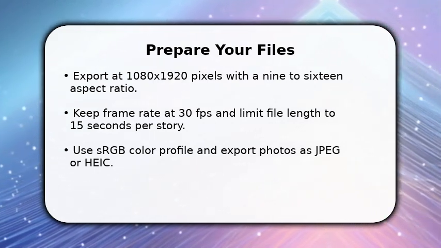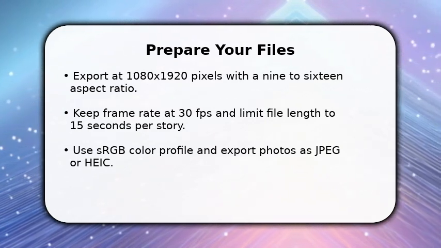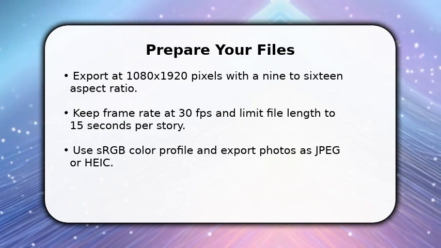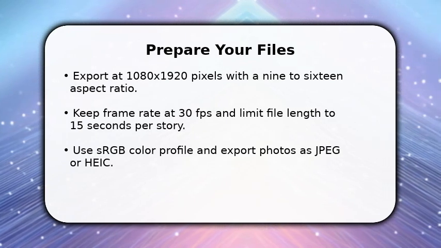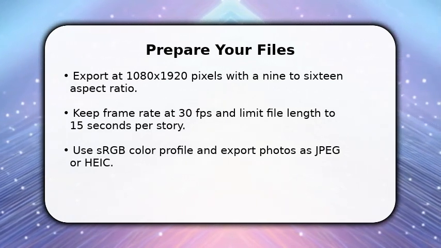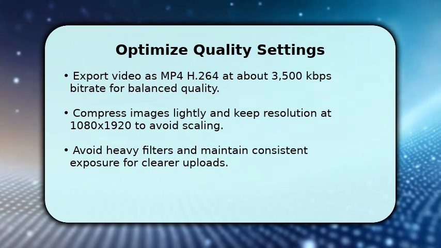Save photos as high-quality JPEG or HEIC and export videos as MP4 H.264 with a moderate bitrate for balanced quality and file size. Name files clearly for quick upload and transfer them to your phone. Next, optimize technical settings to preserve clarity during upload.